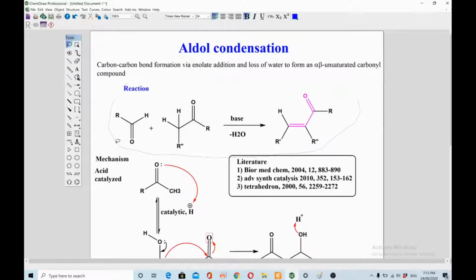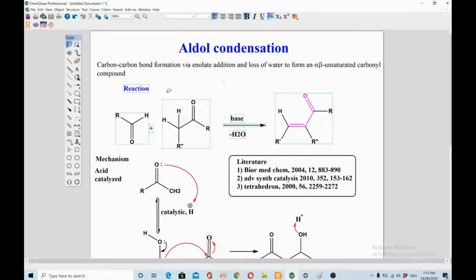Why do we call it aldol condensation? Because as a result of condensation, a water molecule is lost, and this can be a base catalyzed reaction or an acid catalyzed reaction. It can go with either of these two, acid or base, it doesn't matter, it will give you the same product.